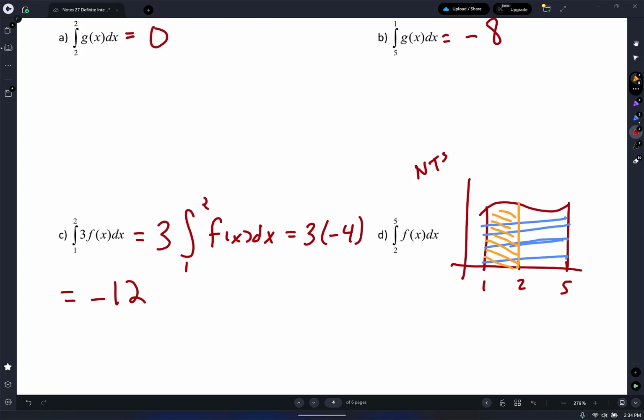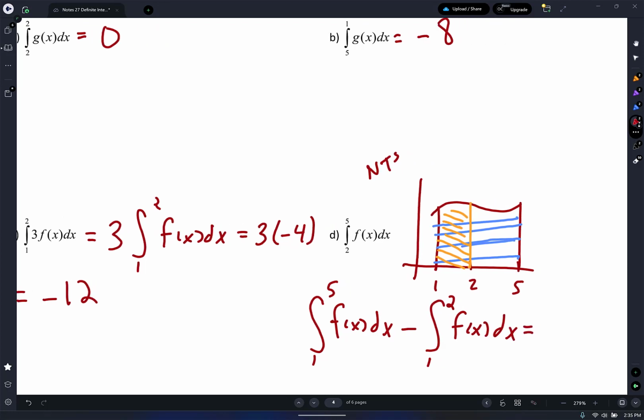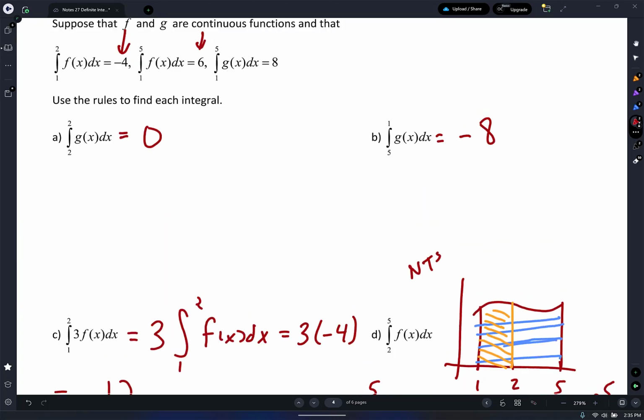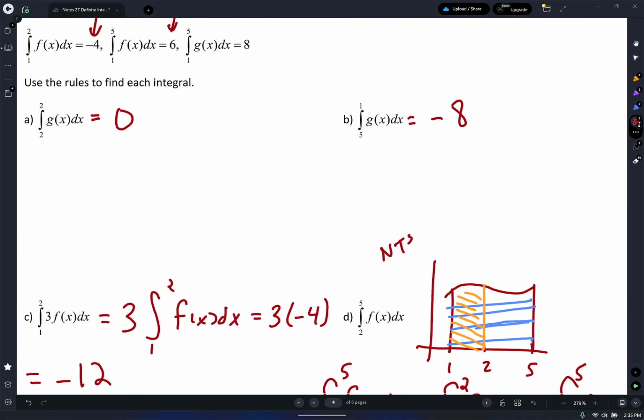So let me write it out here. This is not to scale. So what did I just do? Here's what I did, guys. I took the area from 1 to 5 of f of x, and I subtracted the area from 1 to 2 of that same function. And that will give me the area from what to what? 2 to 5. Do you guys see that?